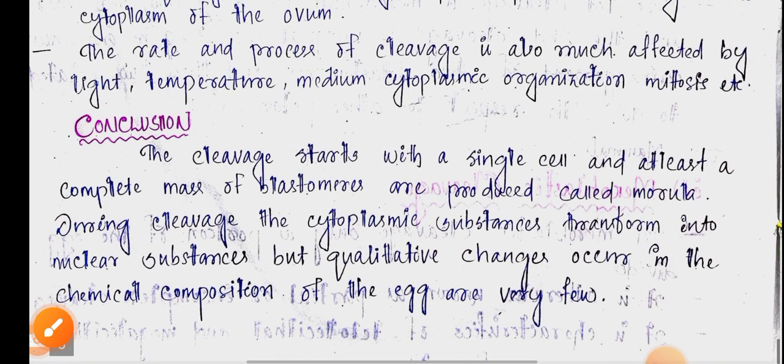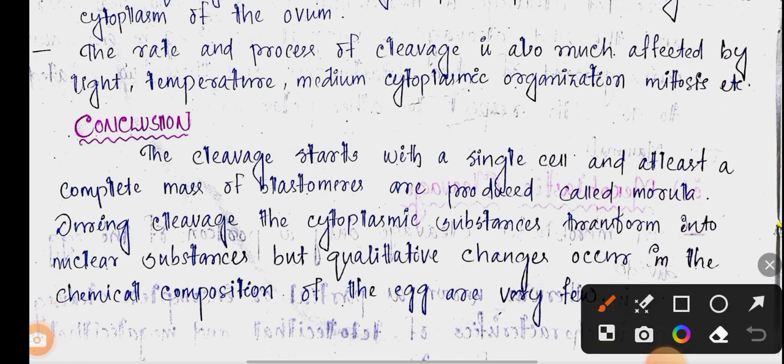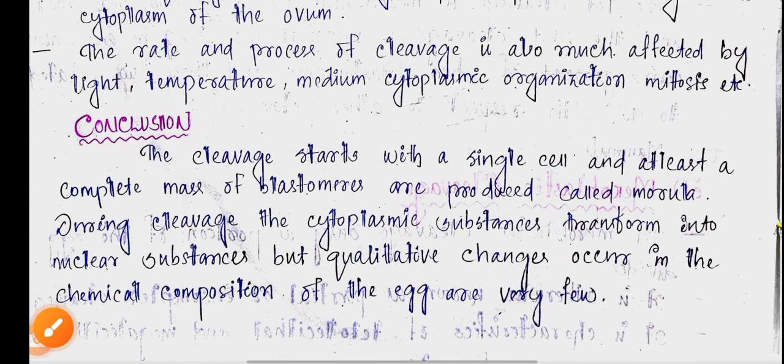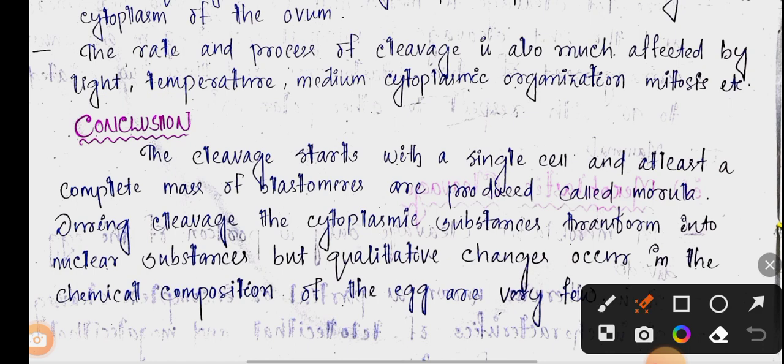So let's discuss the conclusion of cleavage. Cleavage starts with a single cell, and finally a complete mass of blastomeres is produced, called the morula. During cleavage, cytoplasmic substance is transferred into nuclear substance, but qualitative changes in the chemical composition of the egg are very few.